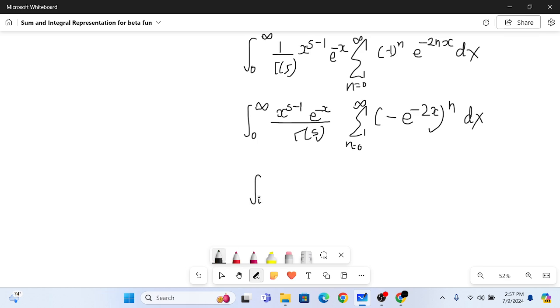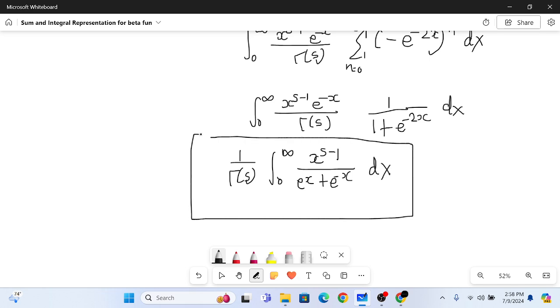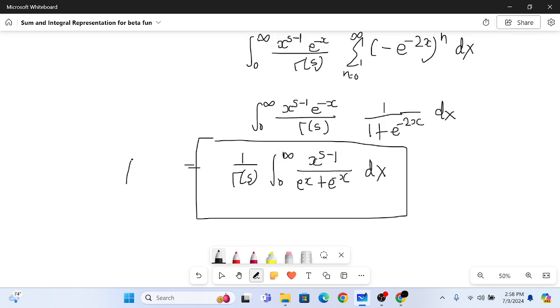This will be the integral from 0 to infinity of x to the power s minus 1 e to the power minus x by gamma of s, and then this is a by 1 minus r, which will be plus, and then e to the power minus 2x, dx. Good. Now if we take 1 by gamma of s outside, this will be the integral from 0 to infinity of x to the power s minus 1. If you multiply by e to the power x in numerator and denominator, this will cancel out. In the denominator we will have e to the power x plus e to the power minus x, dx. And this is exactly the thing that I showed you in the beginning, the integral representation for beta of s.